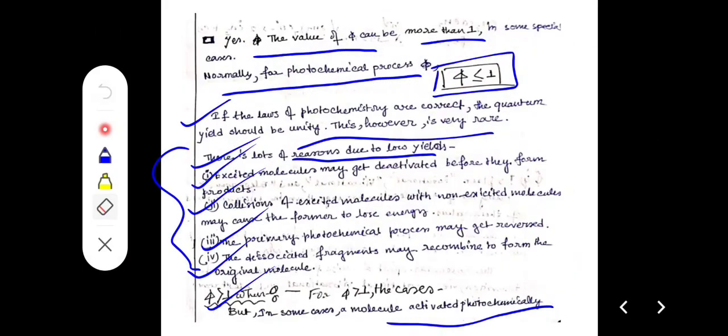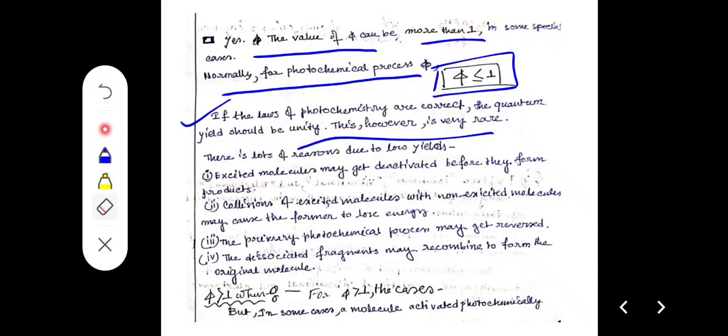Phi decreases when the molecule gets deactivated before product formation. Before product formation, the excited molecule collides with a non-excited molecule, the primary photochemical reaction gets reversed, and the dissociated fragments recombine to produce the original compound. In this way phi is less than 1. But normally, if we accurately follow all the photochemical laws, phi will be 1, unity, but that is rare.